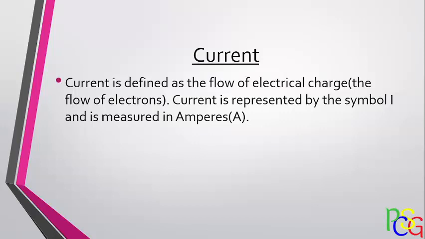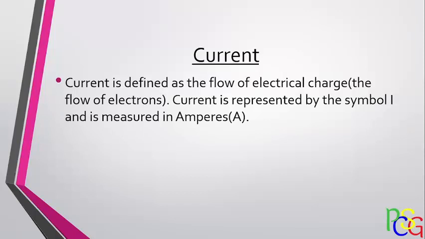But just make sure you understand that it's the flow of electrical charge. That's the main point. It is defined as the flow of electrical charge, or as I said before, I was referring to electrons in atoms and stuff like that. Current is defined as the flow of charge and the flow of electrons, right? So current is represented by the symbol I and measured in amperes, which is represented by A.